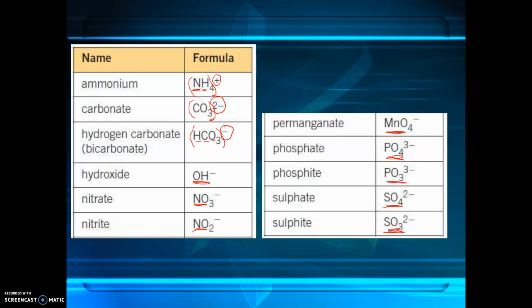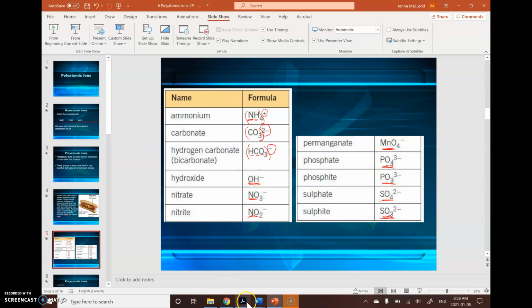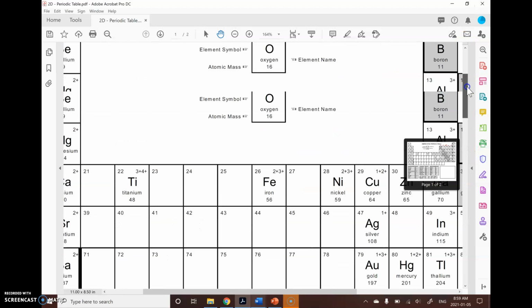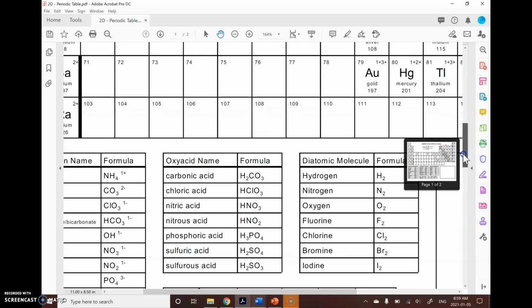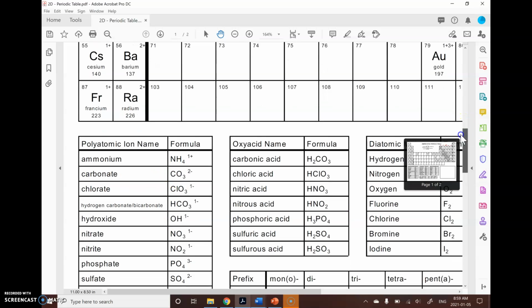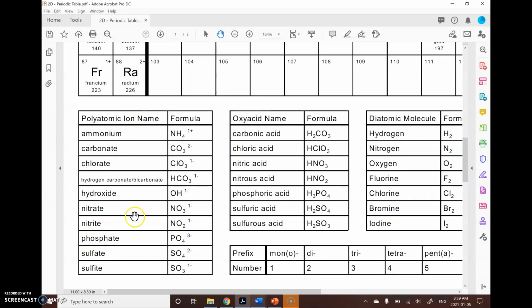I am never going to be able to memorize everything unless you're using it every day. So what I've done is put them on your periodic table. So here is your periodic table. If you look down at the bottom, you will see the polyatomic ions. So the chart that I just showed you is actually on your periodic table for your own reference. You're going to be using this chart today, so if you don't have your periodic table out, I would get it out now.